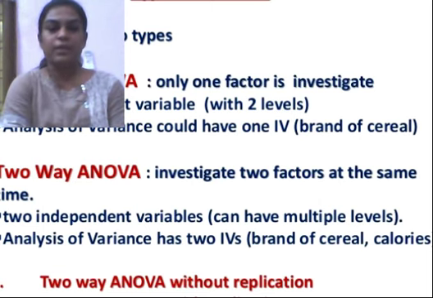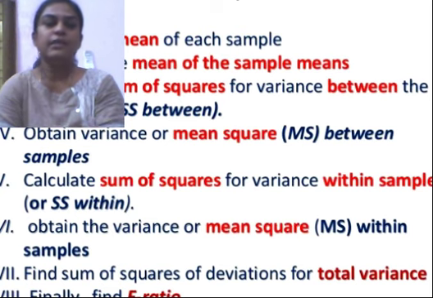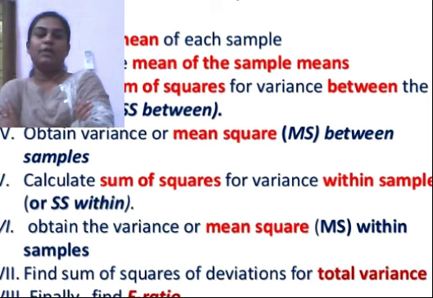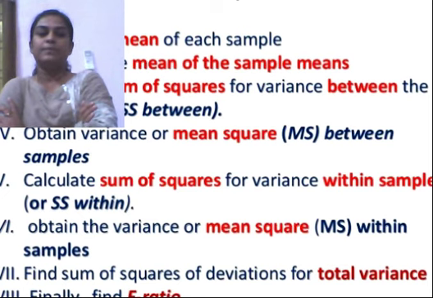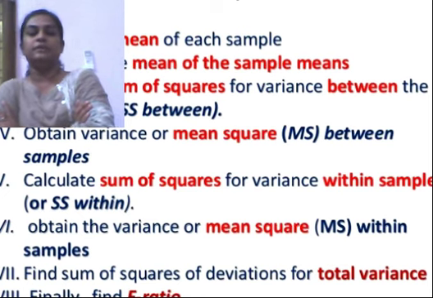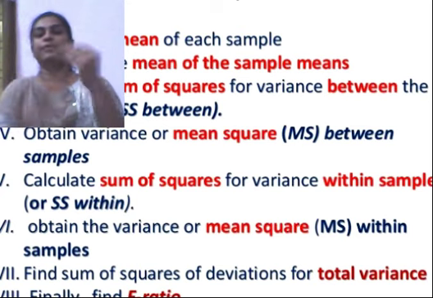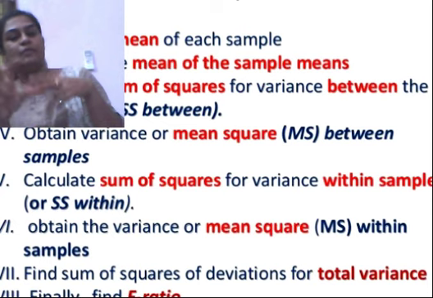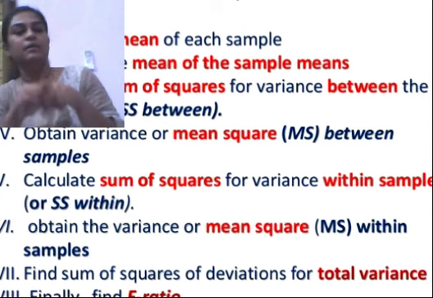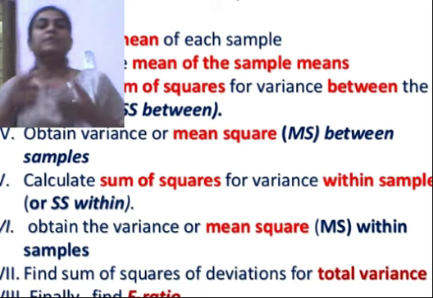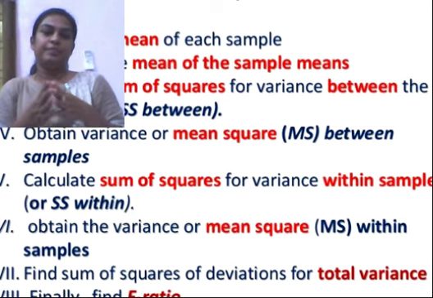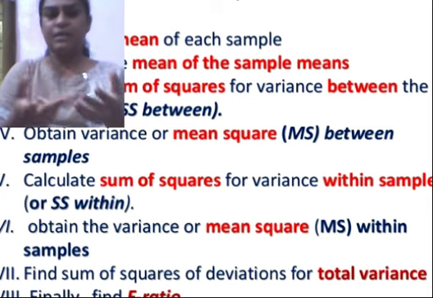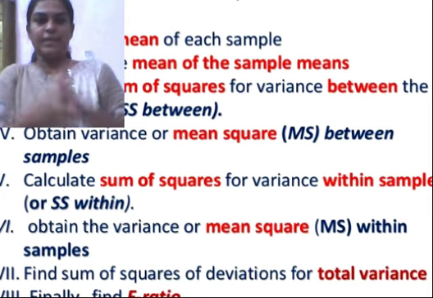Let us go to another concept. Let me tell you the ANOVA technique, the steps of the calculation process. There are almost 8 to 9 steps. As I told you, ANOVA is about finding the variance difference and going for analysis. For that, the first step is to obtain the mean of each sample. However many samples you took, 2 samples or 3 samples, calculate all those means.